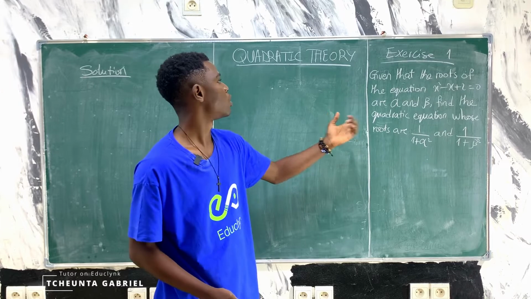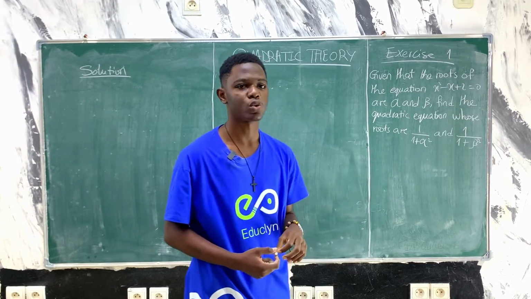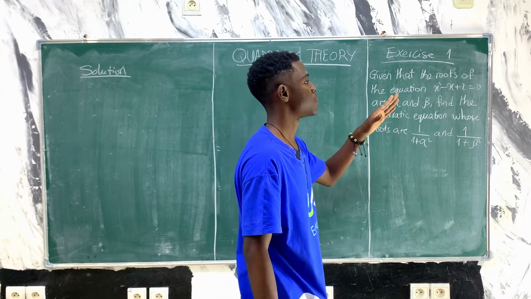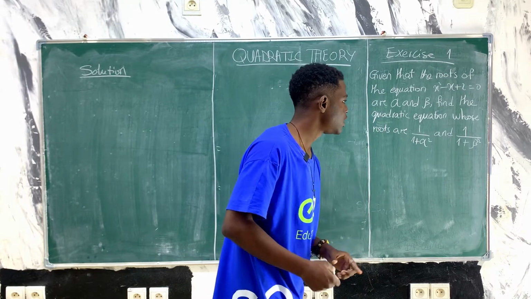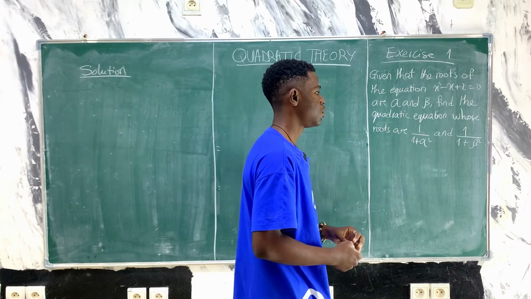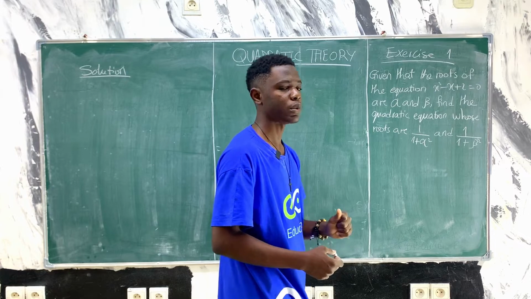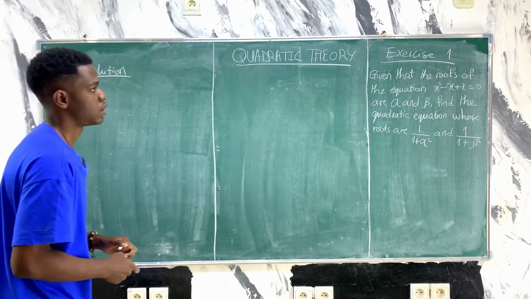So we are on exercise 1 on quadratic theory. This is actually June 2016, question 2. The question goes: given that the roots of the equation x squared minus x plus 2 equal to 0 are alpha and beta, find the quadratic equation whose roots are 1 on 1 plus alpha squared and 1 on 1 plus beta squared. So let's dive into that.